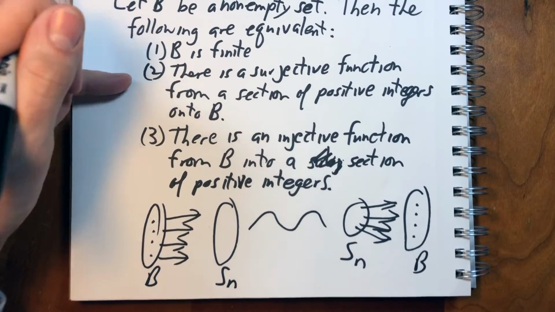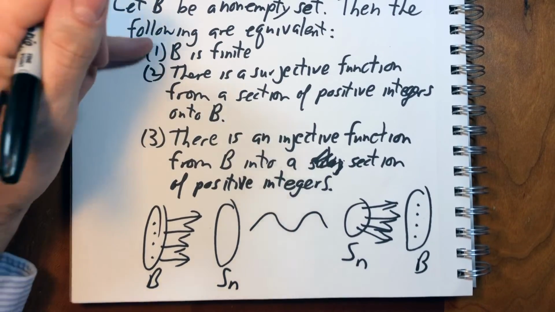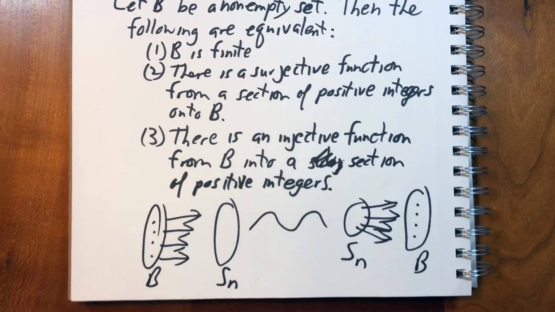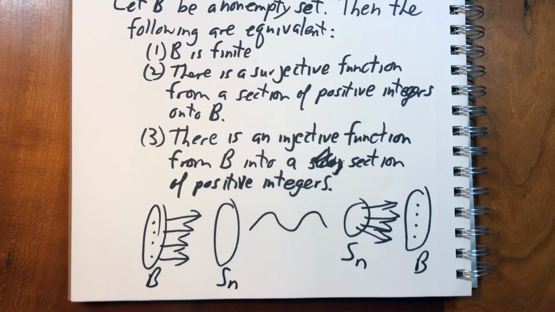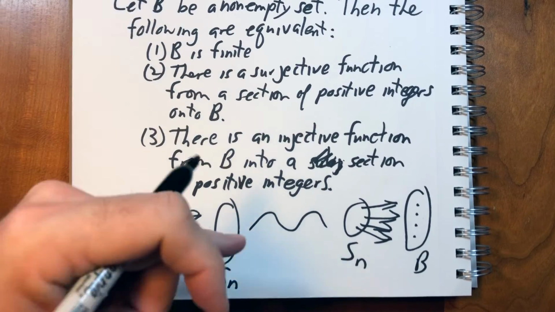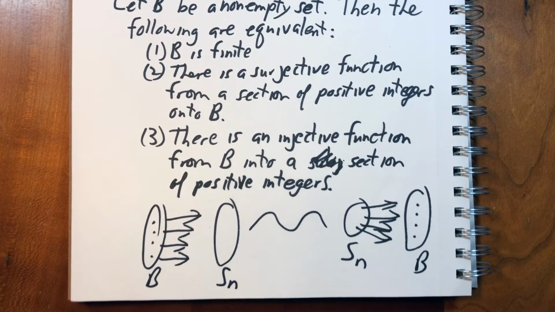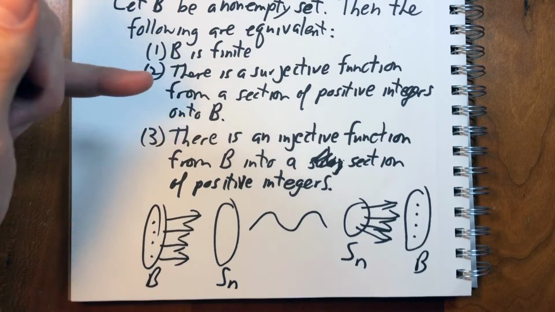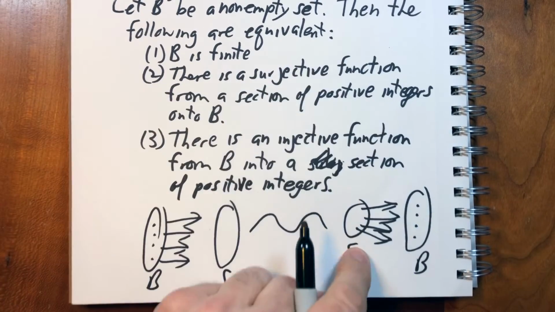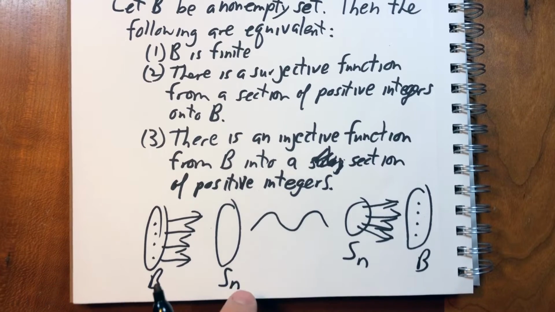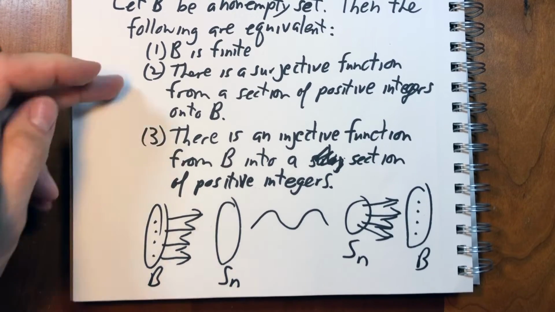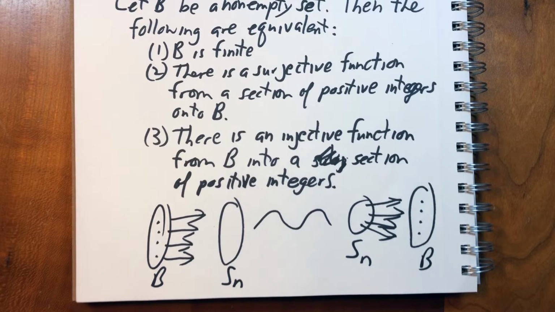Okay? So these three statements are equivalent. They all say that B is finite. And so the important thing is that this corollary relaxes the definition of finite a little bit. You don't actually need to find a bijection from B into a section of integers. All you need is either a surjective function that goes from the section into B, or an injective function that goes from B into the integers. Either one of those is sufficient to prove that it's finite.